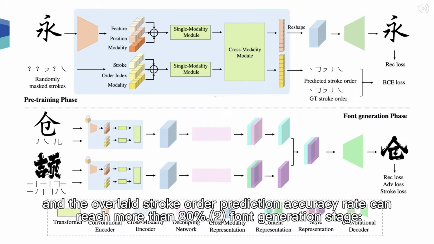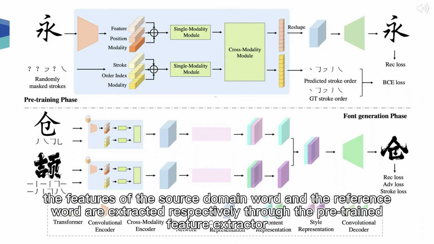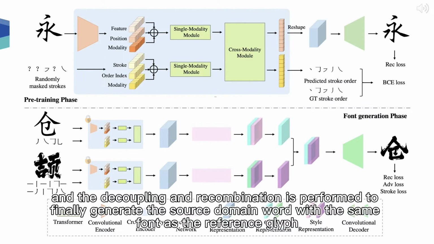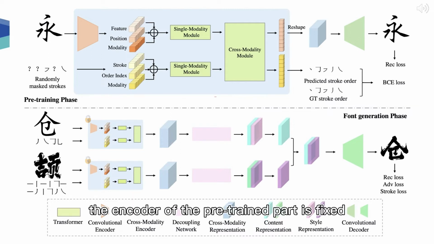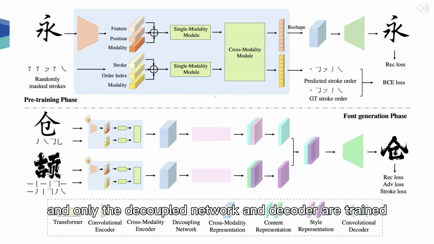Second, font generation stage. The features of source domain word and the reference word are extracted respectively through the pre-trained feature extractor, and the decoupling and recombination is performed to finally generate the source domain word with the same font as the reference glyph. In this phase, the encoder of the pre-trained part is fixed, and only the decoupled network and decoder are trained.